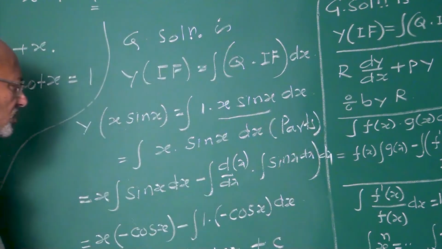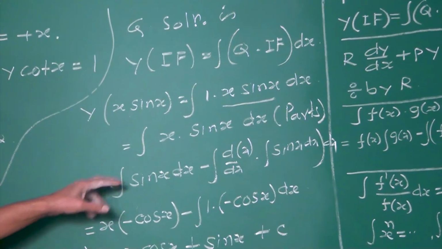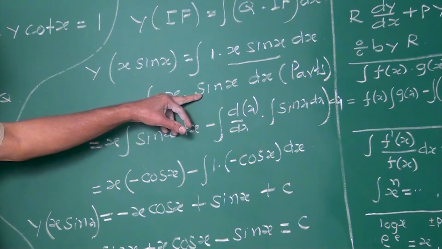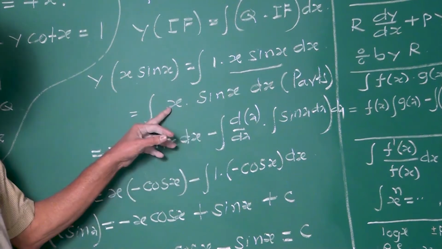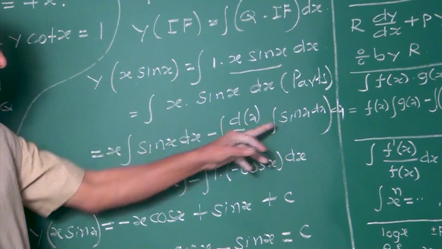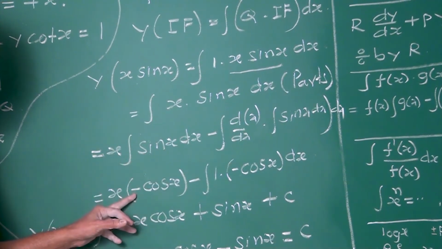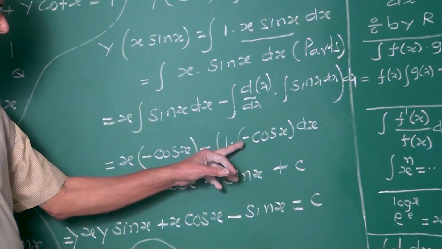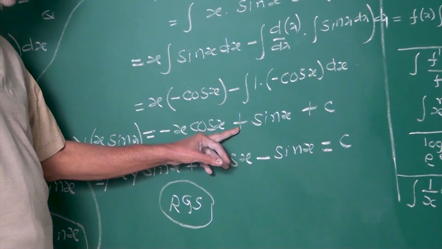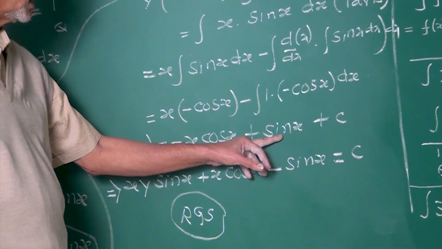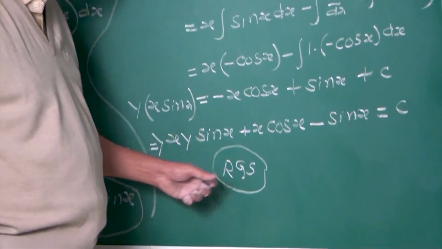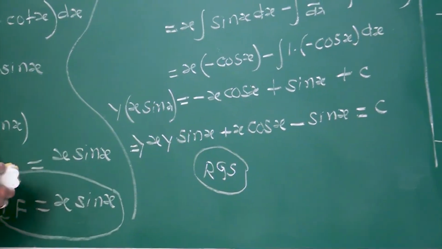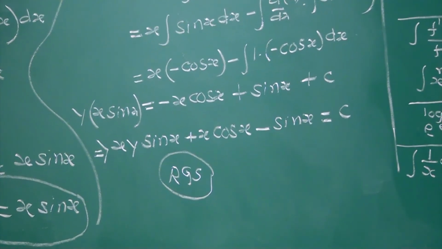By parts rule. First function by I LATE: first algebraic, then trigonometry. Yes, first into integral of sine, minus derivative of first into integral of sine. Integral of sine is minus cos x. Minus with minus is plus. Integral of cos is sine. Bring this side, solve for C. This is the required general solution.